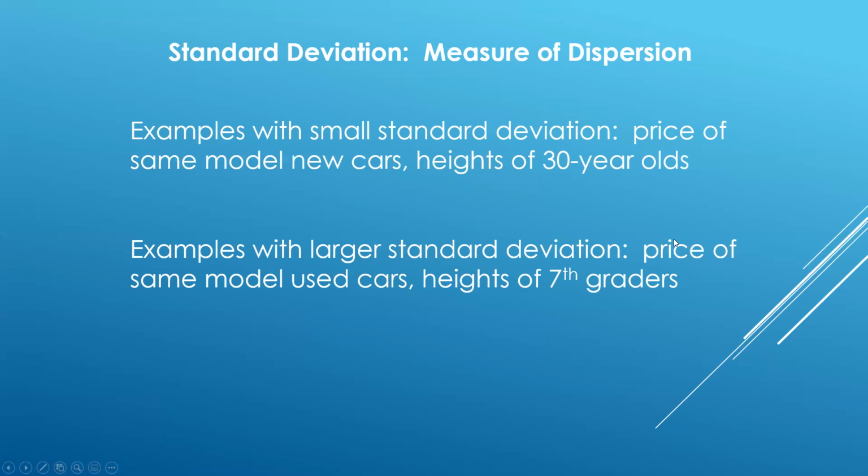But if we look at the price of the same model of used cars, that's going to have a much bigger variation because now there's a lot more that goes into their price, right? How many miles they have, has it been in an accident, all this kind of thing. And also, if we look at the height of 7th graders, there's going to be a huge variation because kids are still growing at that point. So you can have kids that had growth spurts and kids that haven't, right? So you're going to have a bigger variation. So that's just what it means. Standard deviation is large when there's a bigger variation and smaller when there's a smaller variation.